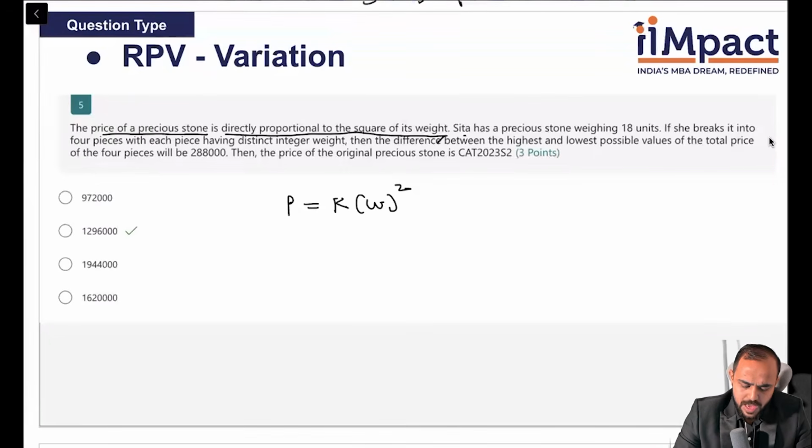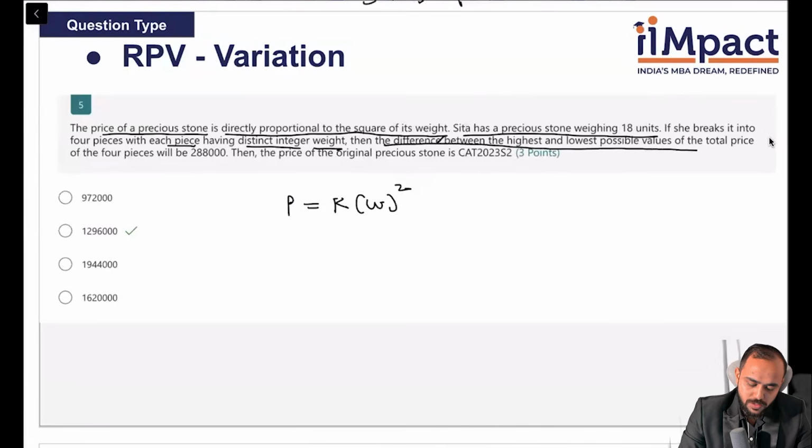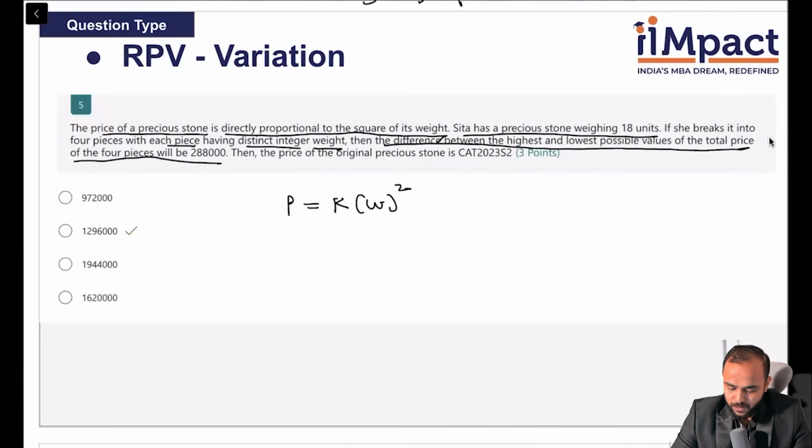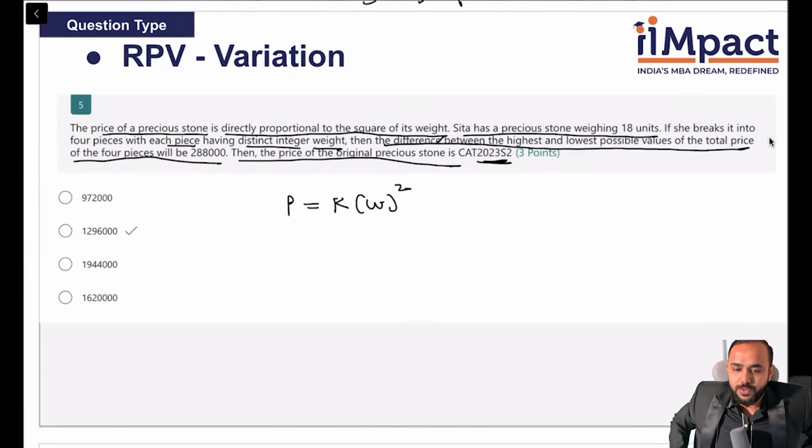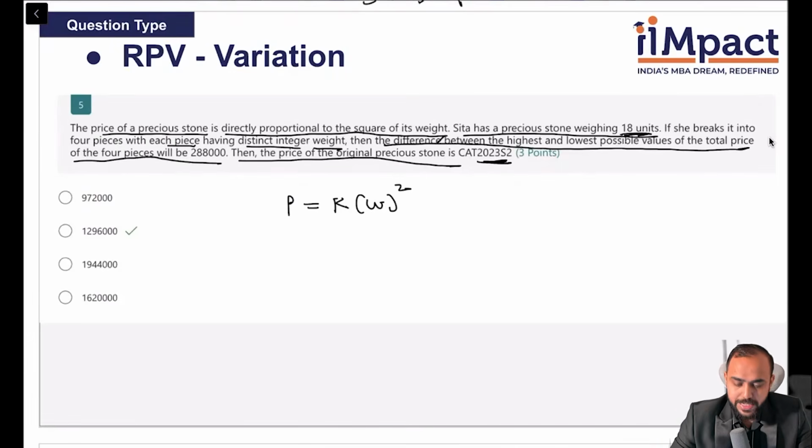All right. So Sita has a precious stone weighing 18 units. If she breaks it into 4 pieces with each piece having distinct integer weight, then the difference between the highest and lowest possible value of the total price of the 4 pieces will be 288,000. Then the price of the original precious stone is? All right, so obviously this is a CAT 2023 question. So this will require cases. So your total weight is 18 units. So you will say that your price is 324k.